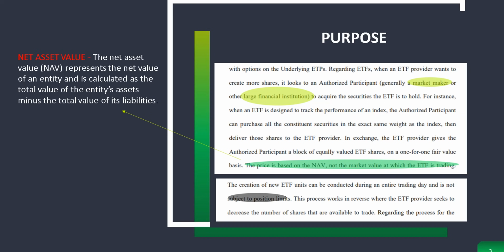So the net asset value, by the way, that's what NAV means. All it is, it just represents the net value of an entity, and it's calculated as the total value of the entity's assets minus the total value of the liabilities. That's how you derive the net asset value.